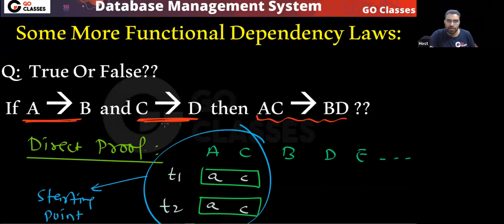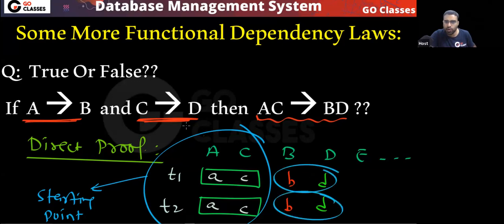Now, this is given: A determines B. So if two tuples have the same A value, they will have the same B value. And this is given: C determines D. If two tuples have the same C value, they will have the same D value. That's it. Hence proved.